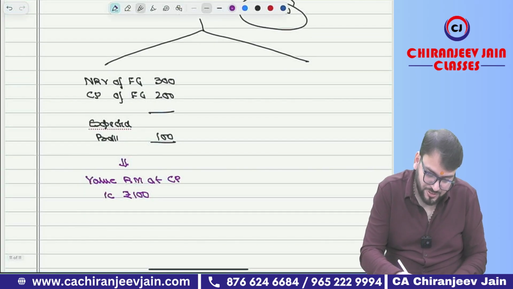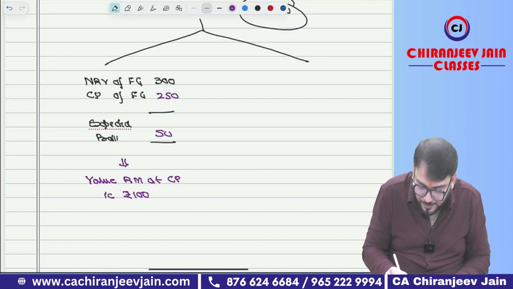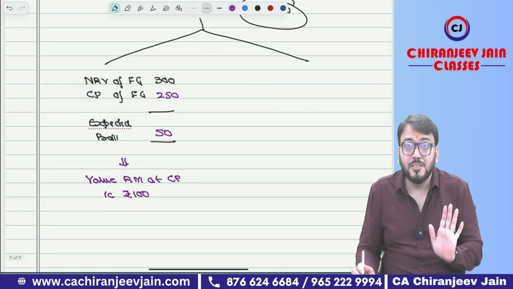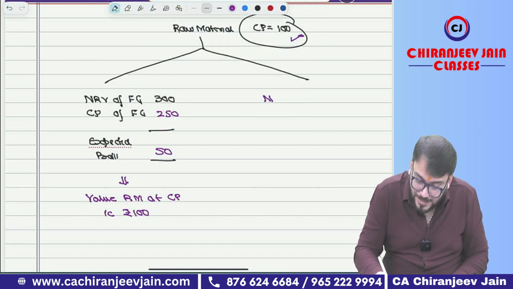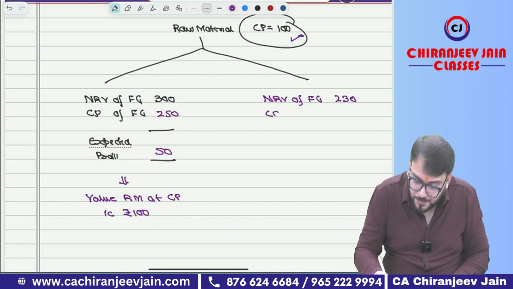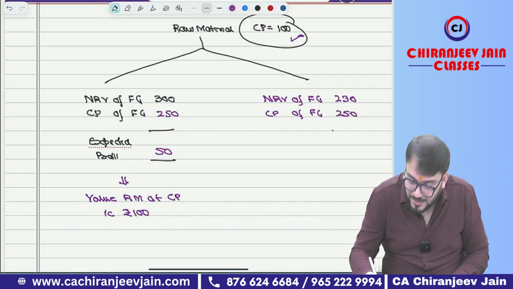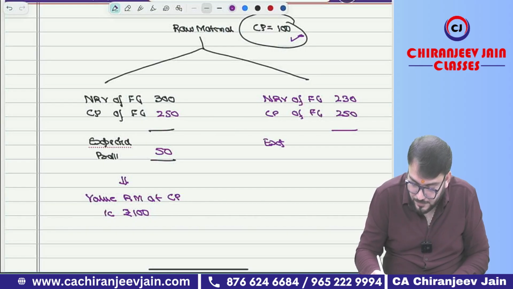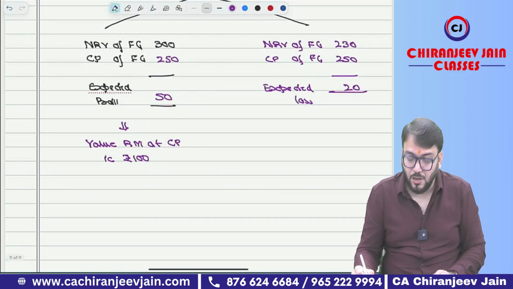This 100, let me change a little. Let us make it 250 and the profit is 50. Okay, understood. Then value raw material at its cost price. But if the NRV of finished goods, let's say it is 230, and the cost price of finished goods is 250, it means there is an expected loss. Expected loss is 20.